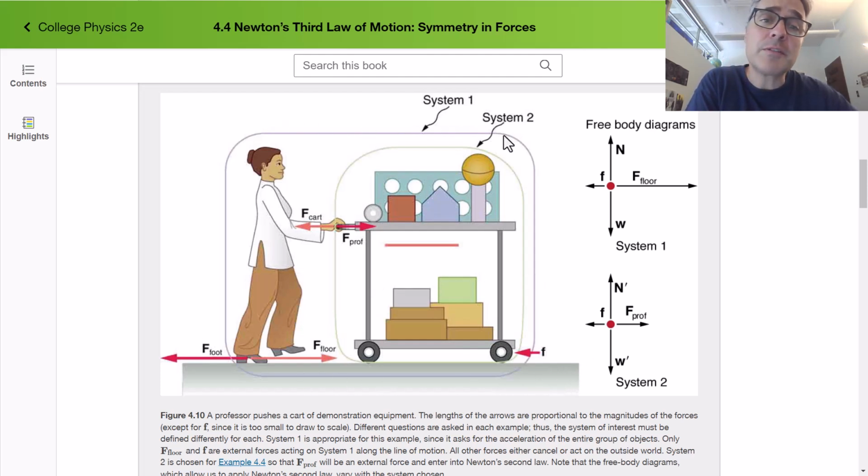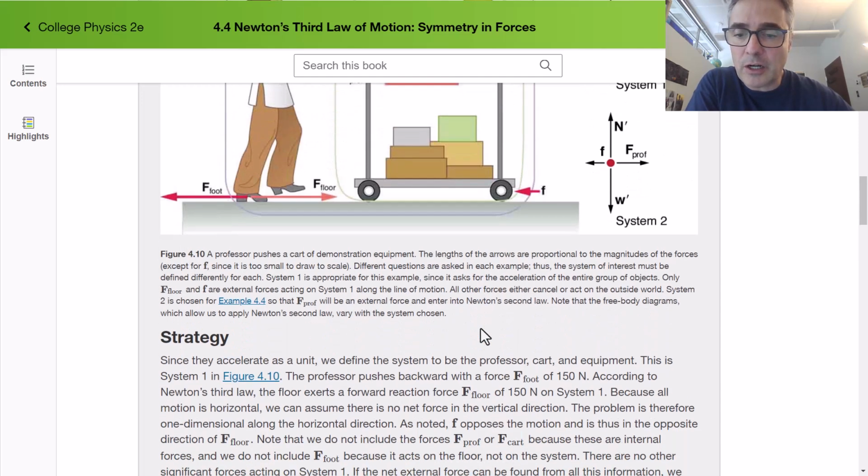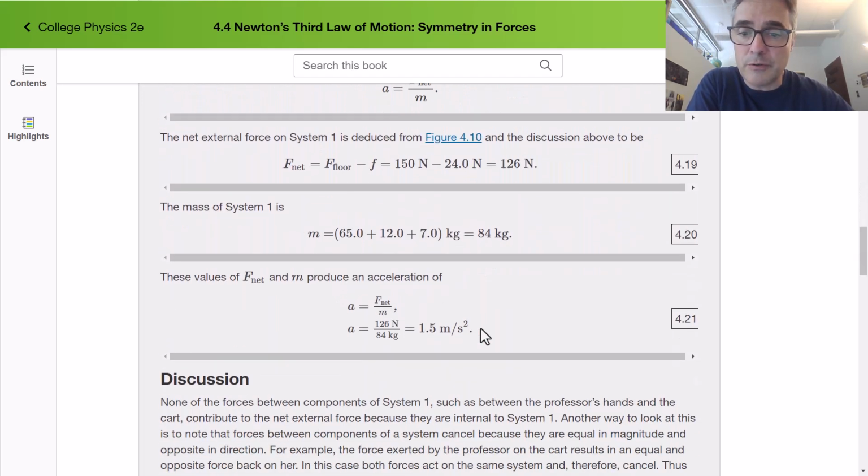Well, then if you look at the system as being both the professor and the cart, these two forces that are equal and opposite are not external forces, they're internal, so they can't accelerate that system. So you don't draw them on the free body diagram. You draw the normal force total on both the professor and the cart, and their weight. And now you've got the friction force from the floor on the professor's foot, pushing her forward, and again a little bit of friction pushing backwards. And that's what accelerates the professor plus the cart. So you have to be a little careful with Newton's laws.